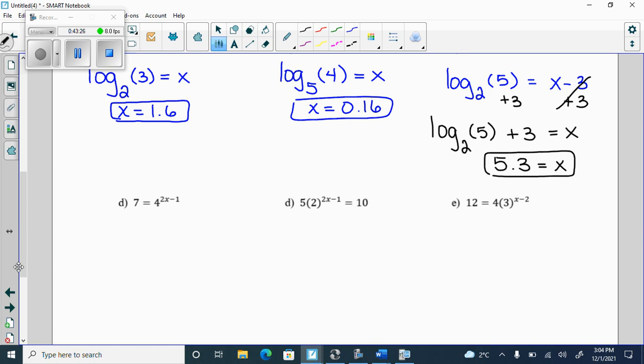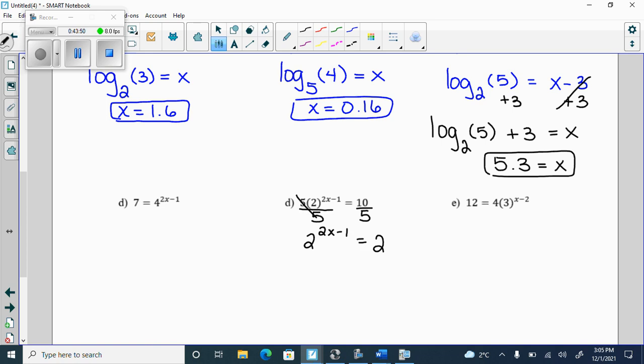There's a 5 sitting out there. Oh, but it's 5. Can the 5 join the 2? No, it's illegal. What could the 5 do, though? Divide over. And it only can because this 10 doesn't have an exponent, correct? If the 10 has an exponent, we cannot do it this way. There's a new way. We haven't learned it yet, but there will be. So we're going to get 2 to the 2x minus 1 equals 2.